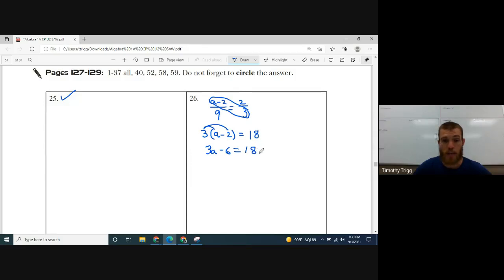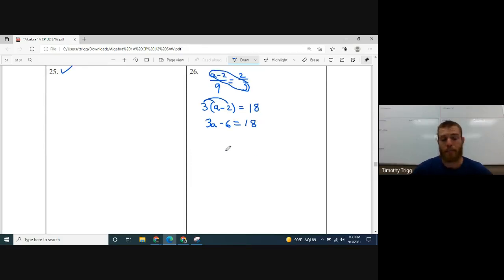Now what we want to do is get a by itself. Solve for a. The first thing we want to do is add 6 to both sides. You see how this is a minus 6? To cancel it, you would need a plus 6. Whatever you do on one side of the equation, you always do on the other side. So what's left on the left is 3a equals 24. Hopefully you know the last step already. You divide both sides by 3 to get a by itself. A equals 8.